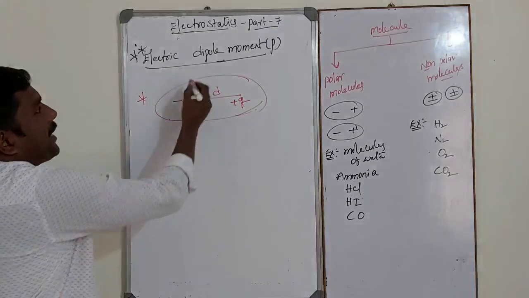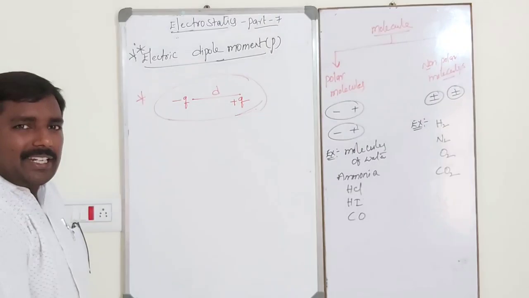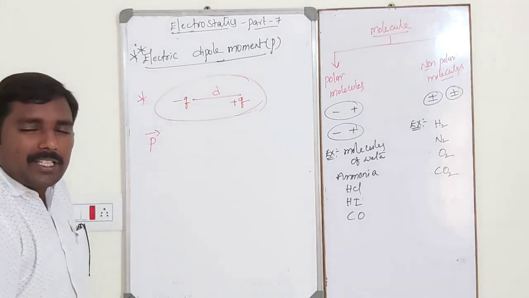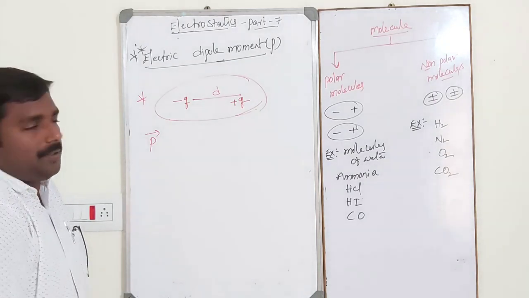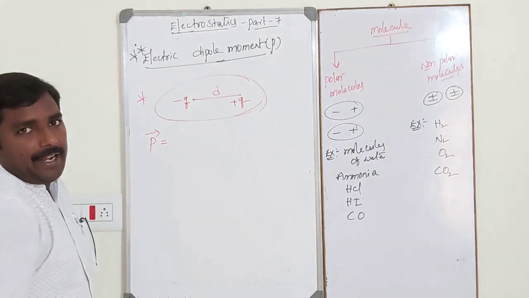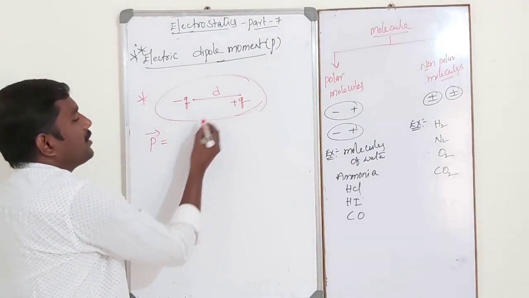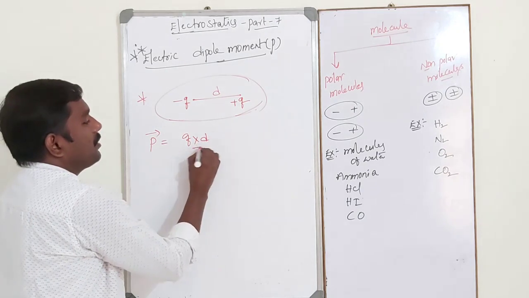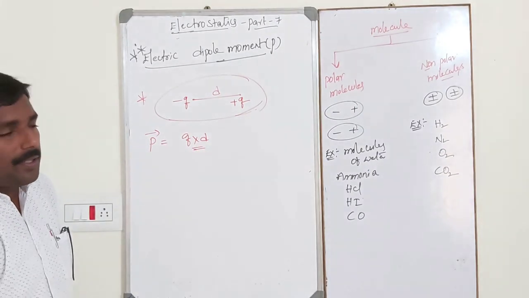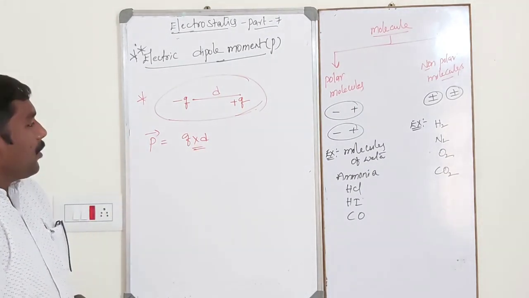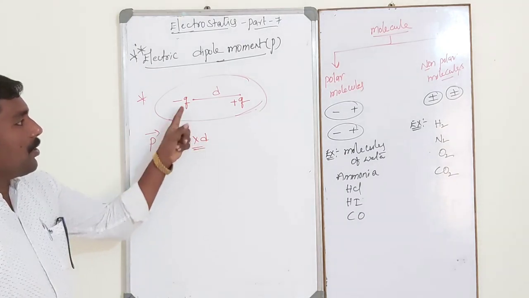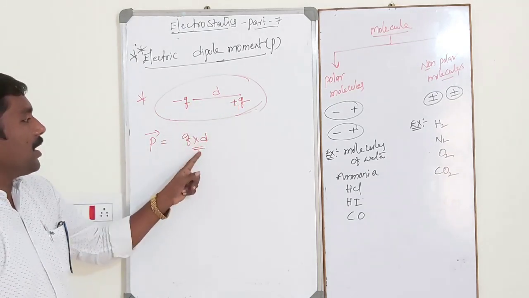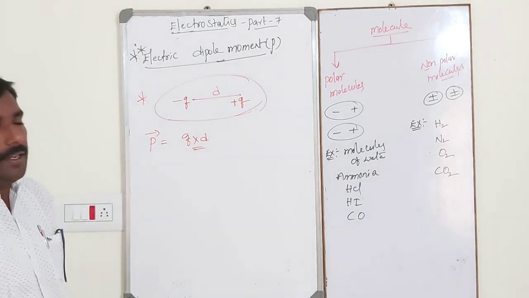Okay. Electric dipole moment. Electric dipole moment is which quantity? Vector quantity. Electric dipole moment is defined as the product of either of the charges and the separation between the two charges. This is the electric dipole moment, q into d. The product of either of the charges and the separation between the two charges is called dipole moment.